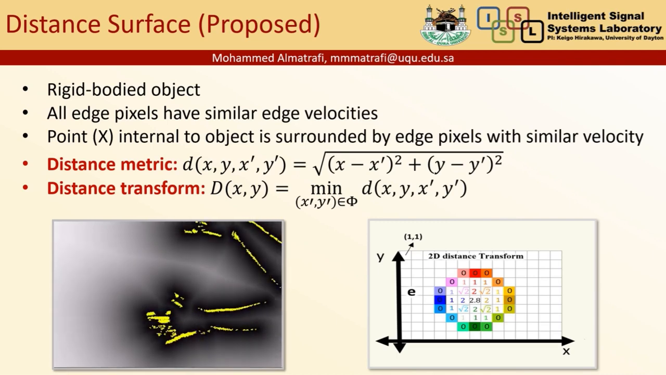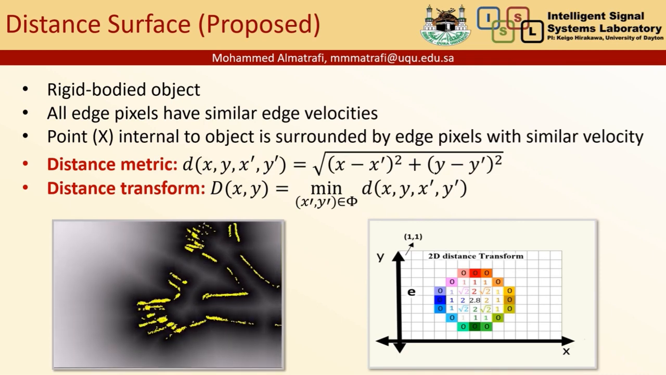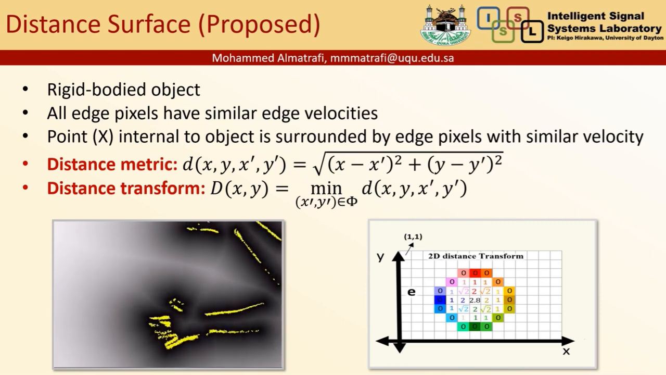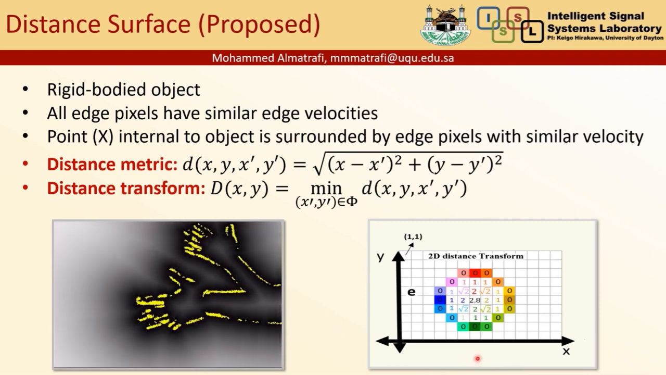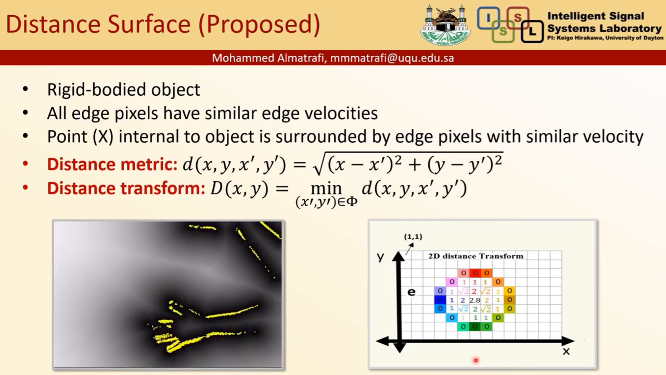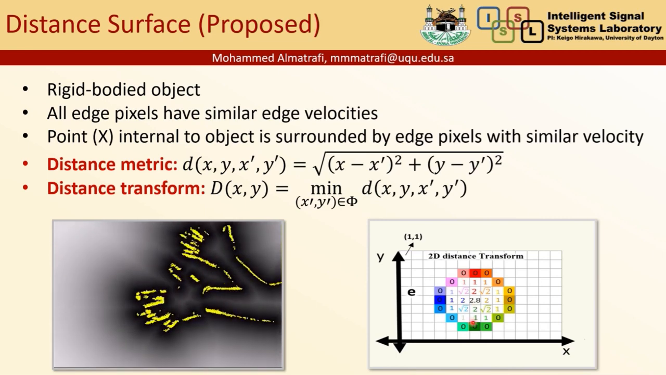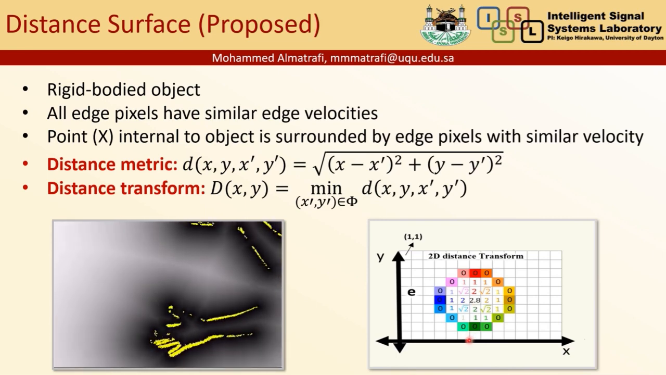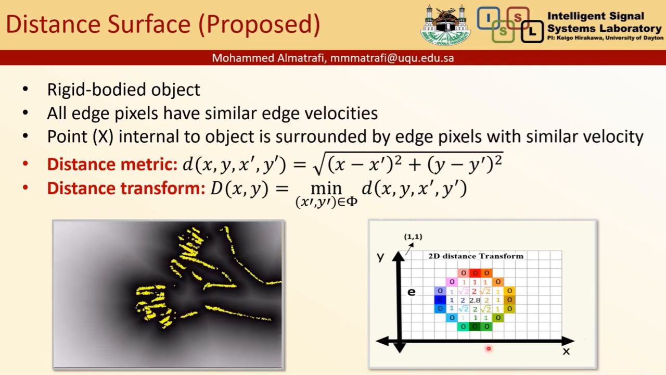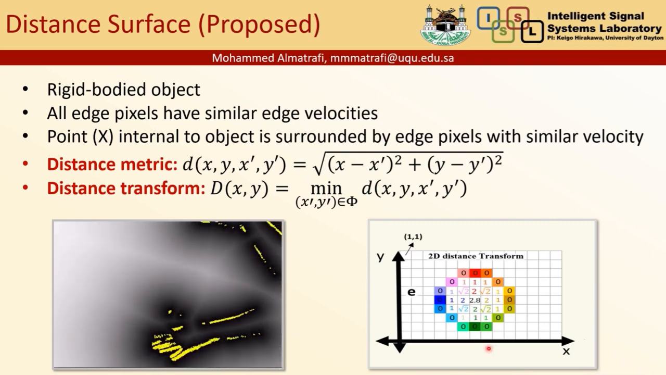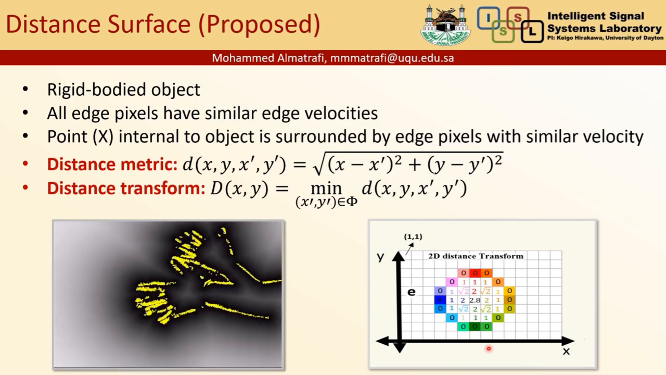We assume that we have a rigid-bodied object and all edge pixels have similar edge velocities. For distance transform, we use the L2 norm distance metric. In this toy example, the solid colors indicate the edge pixels. The numbers are the distance values, where the color of the numbers indicates the corresponding closest edge pixel. As you can see here, the distance transform values are computed from many edge pixels of different orientation, which helps improve the quality of optical flow estimation.